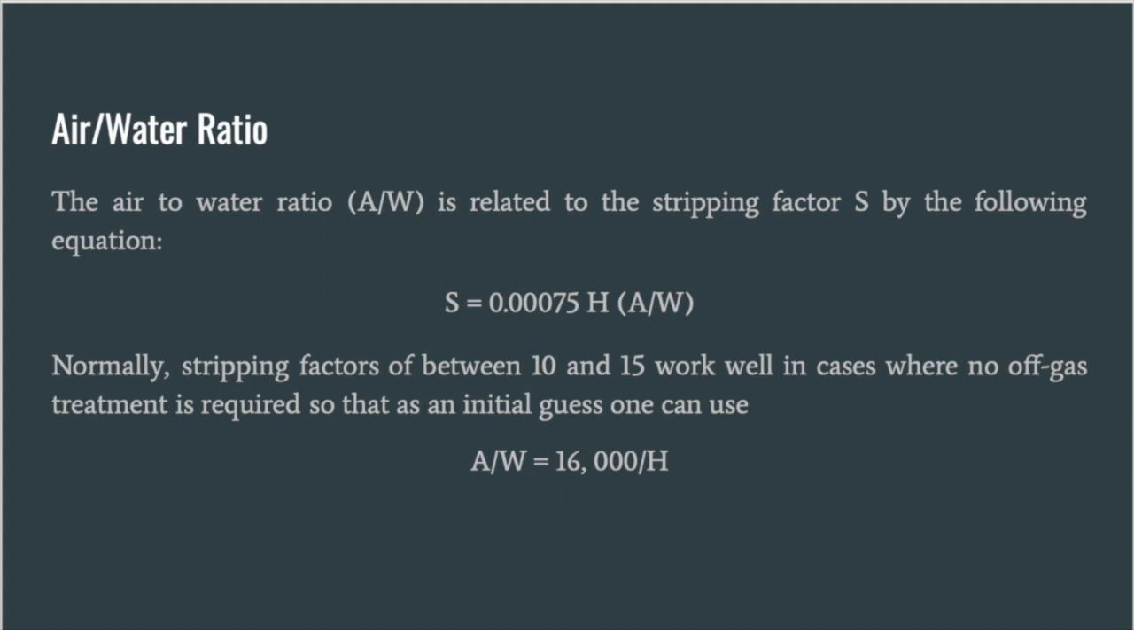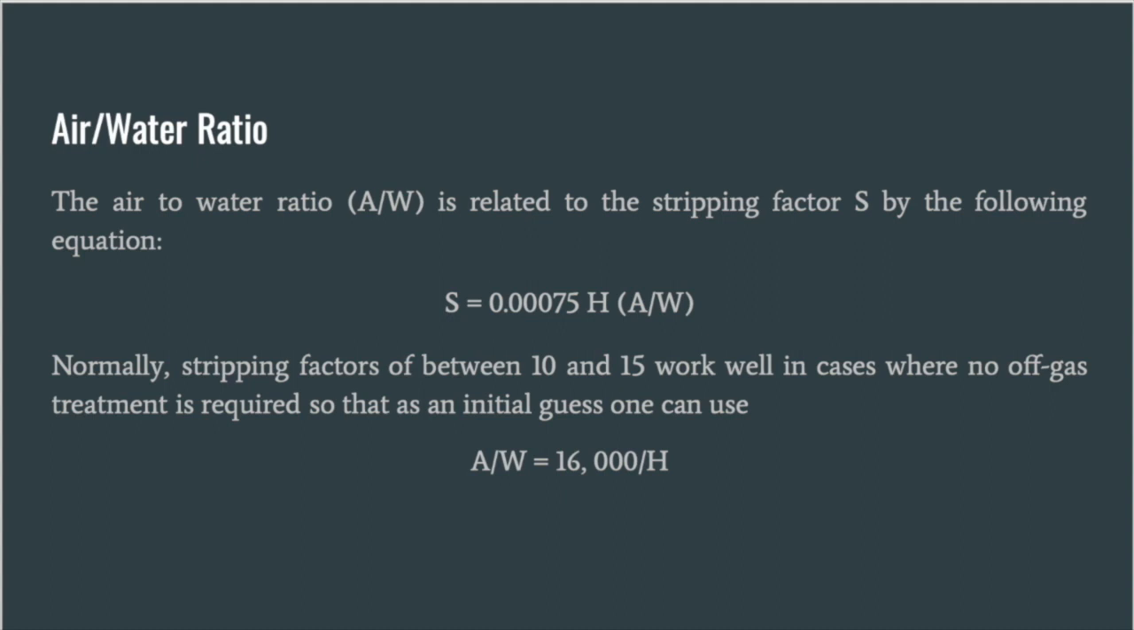Considerations of whether off-gas treatment will be required also affect the selection of the design air-to-water ratio, since large air volumes will be significantly more expensive to handle in an off-gas treatment unit. The air-to-water ratio is related to the stripping factor S by the following equation. Normally, stripping factors of between 10 and 15 work well in cases where no off-gas treatment is required, so as an initial guess, one can use this to estimate the air-to-water ratio needed for the column.